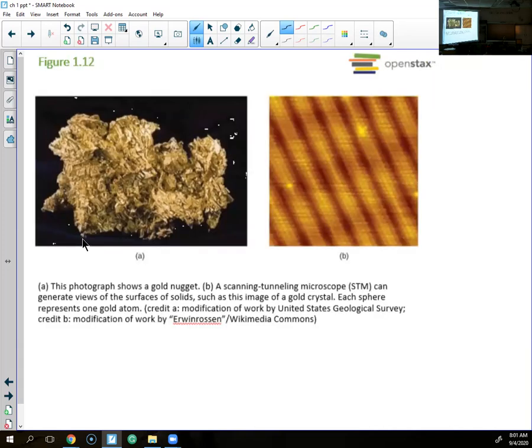All right, so this is elemental gold. And then you scan super far in, and you can actually see the atoms. Now, I don't have anything that can do that in this room. It would be millions of dollars, but that's what it looks like when you zoom in. The circles are literally the atoms that are lined up.